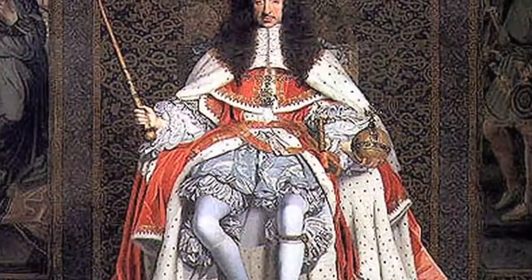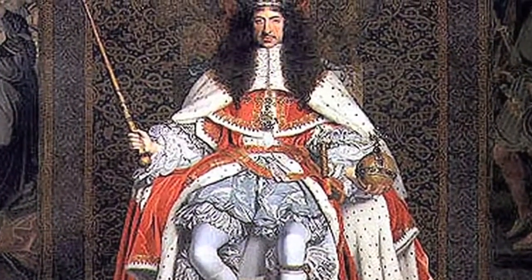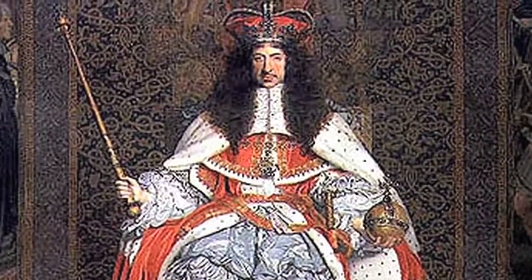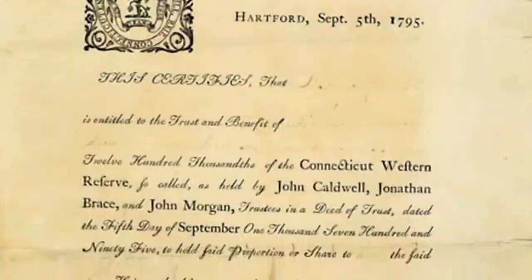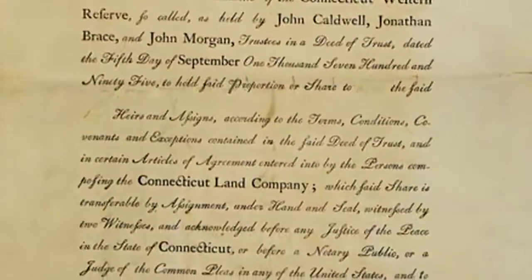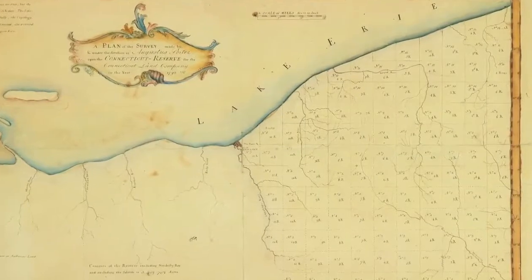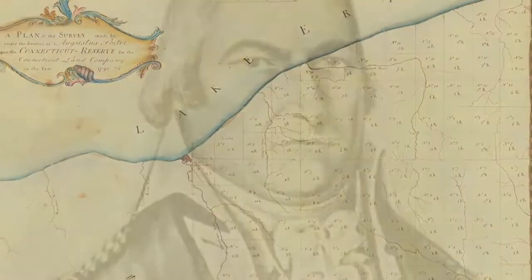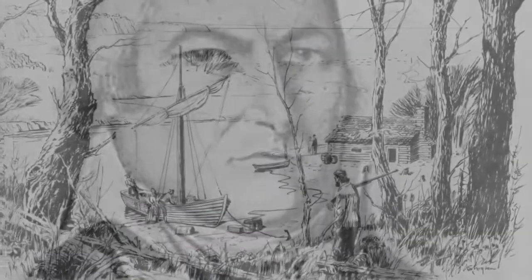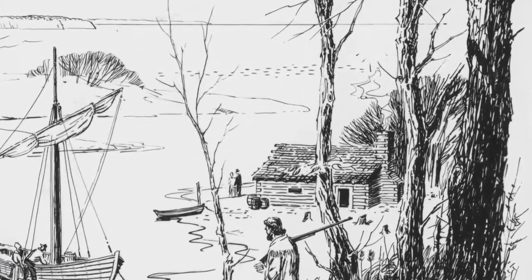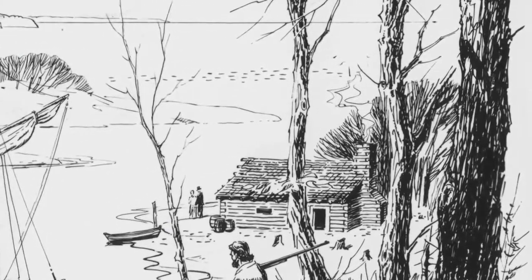In 1662, King Charles of England granted his colonial subjects the land that would become the state of Connecticut, including its Western Reserve, a territory that we now call Northeast Ohio. Soon after the United States Constitution was ratified, the state of Connecticut chartered the Connecticut Land Company to sell off the state's Western Reserve holdings. In 1796, Moses Cleaveland led a surveying party to the mouth of the Cuyahoga River and began the process of mapping the capital city of the reserve, a city that was to bear his name.